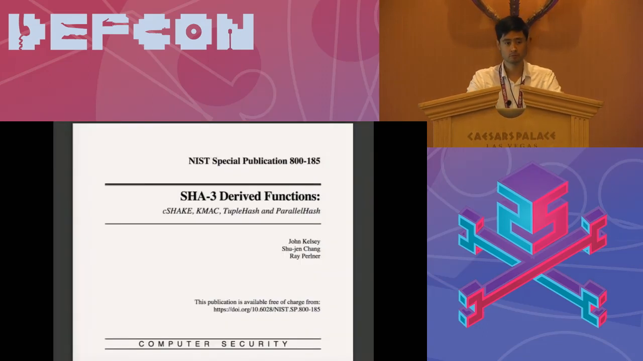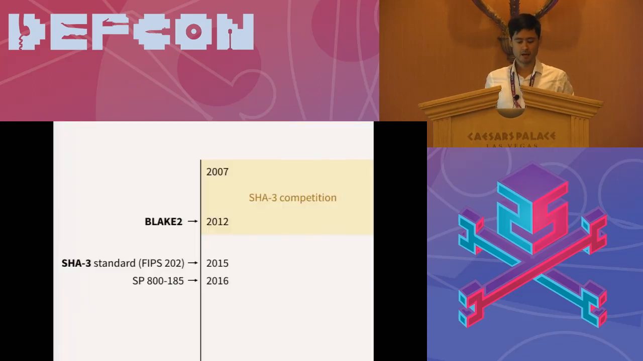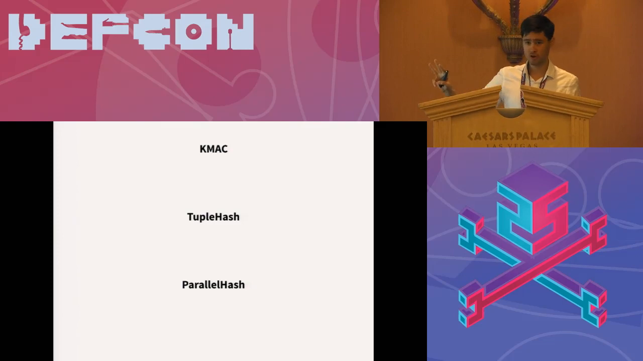Now, SHAKE was so useful and so cool, actually, that the NIST decided to release another document called Special Publication, or SP, 800-185. Again, you don't have to remember that. Just Google derived SHA-3 functions or something like that. It's not really SHA-3 derived functions. It's rather SHAKE derived functions. So a year after the standard of SHA-3, it basically had a bunch of functions, three functions, KMAC, tuple hash, and parallel hash.